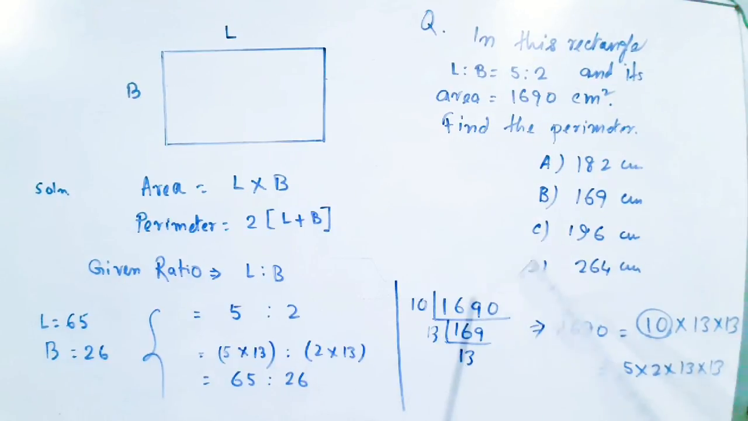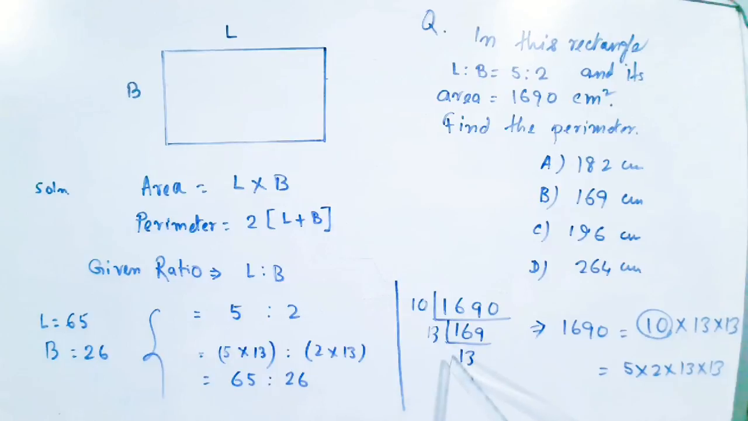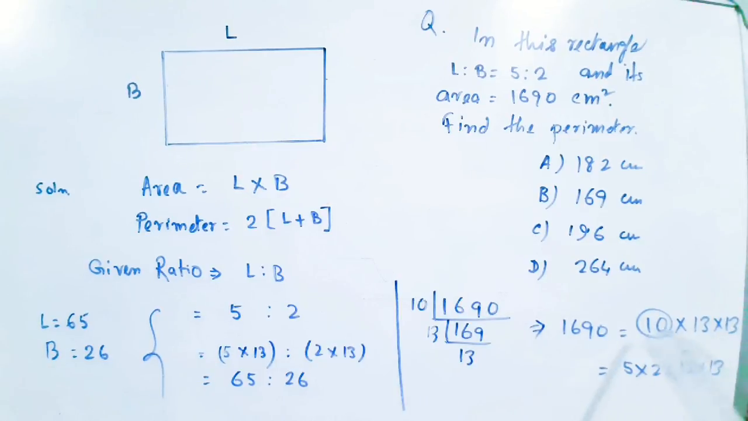Let's see, 1690, this is the area. So we have done the factorization of this number. First take 10, no need to take 2 or 5, because 10 can be written as 5 into 2 later. It's very simple. After 10, 169 comes, 169 is 13 into 13. Here is the point. This is the matter of square root and square, but very interestingly the square and square root matter has been changed into factors. 1690 is 10 into 13 into 13. 10 has been written as 5 into 2. So the complete factorization is 5 into 2 into 13 into 13.